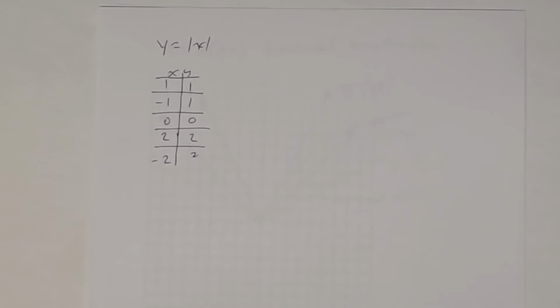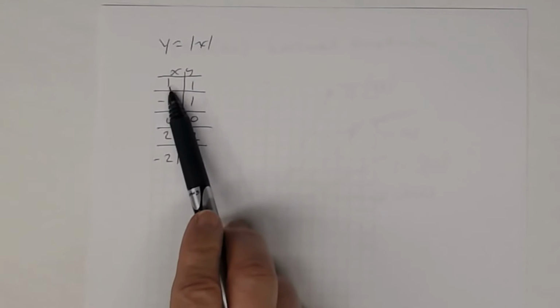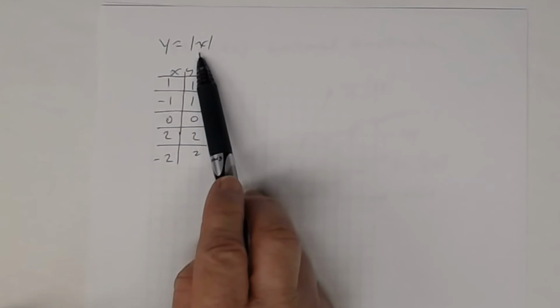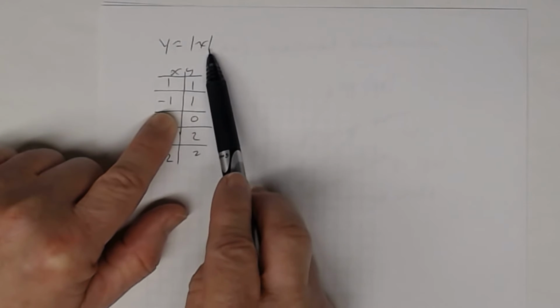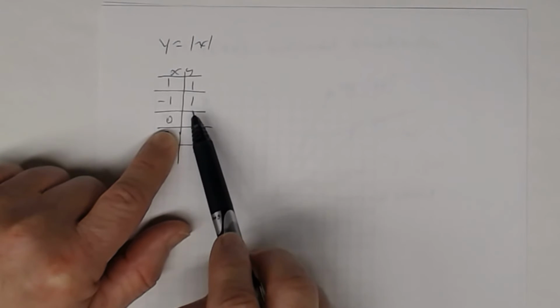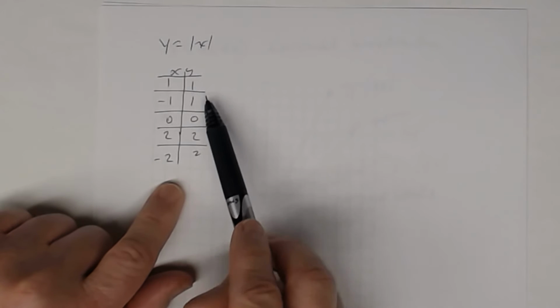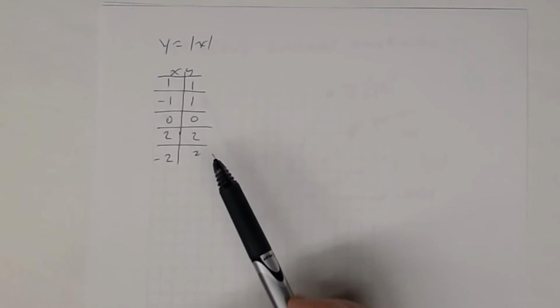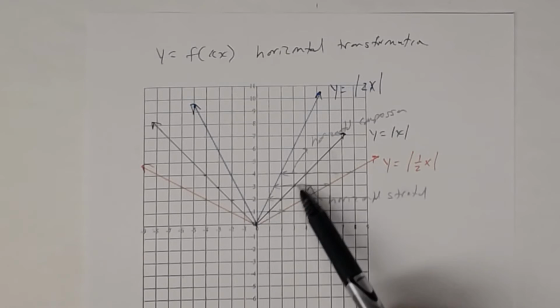Okay, so we all know that when graphing the parent function absolute value of x, these are the points we'll use. 1, 1, negative 1, 1. Makes sense, right? Because when x is 1, the absolute value of 1 is 1. When x is negative 1, the absolute value of negative 1 is 1. When x is 0, the absolute value of 0 is 0. And when x is 2 or negative 2, the absolute value of those is also 2, right? That's how we graph the absolute value function right here.